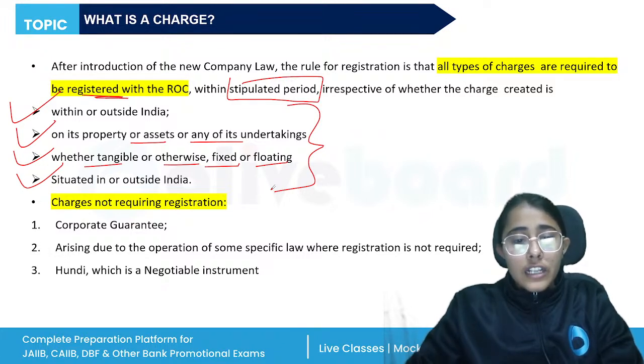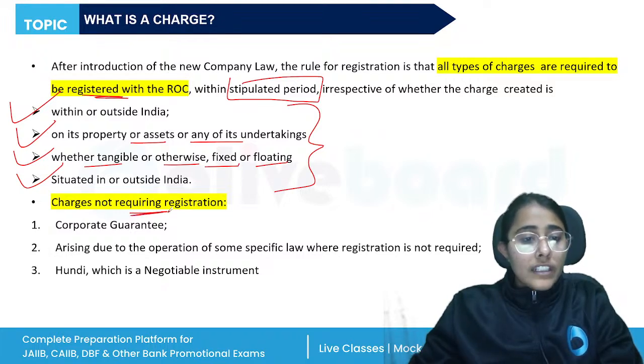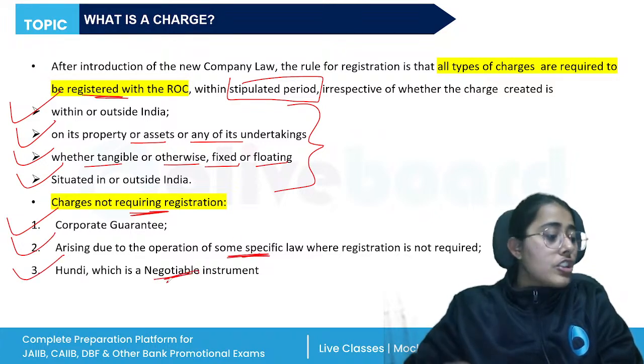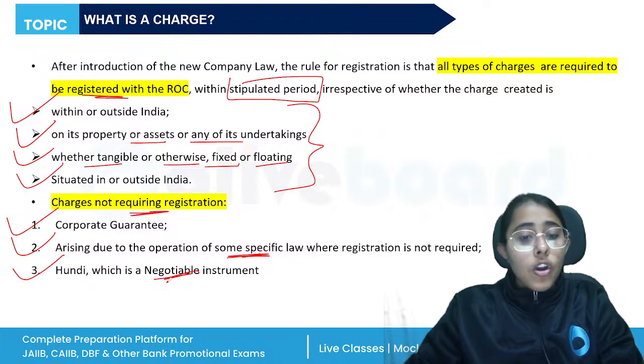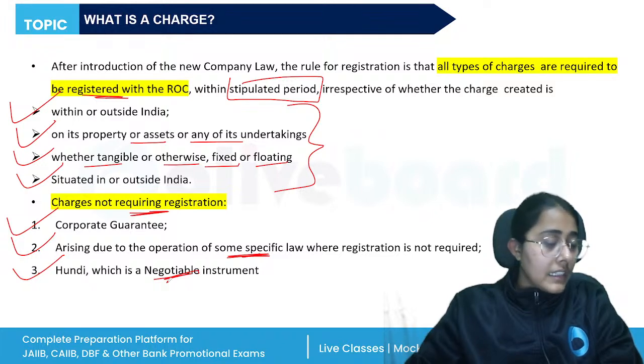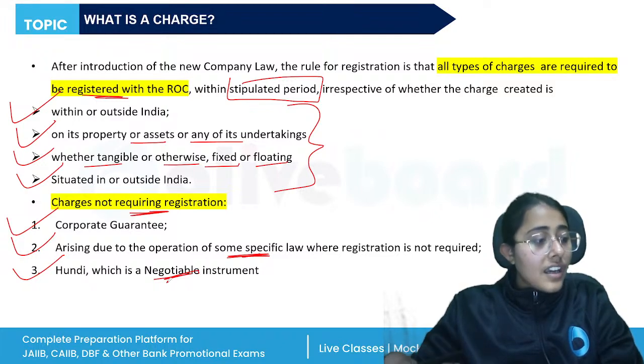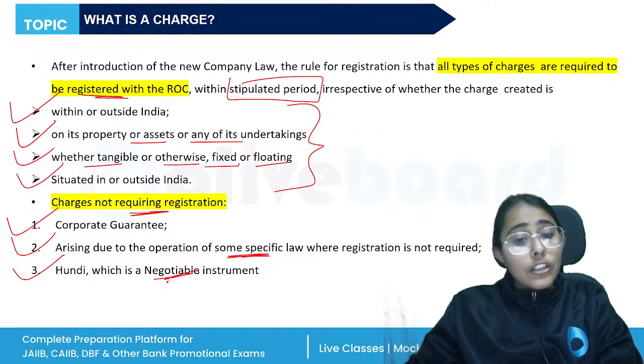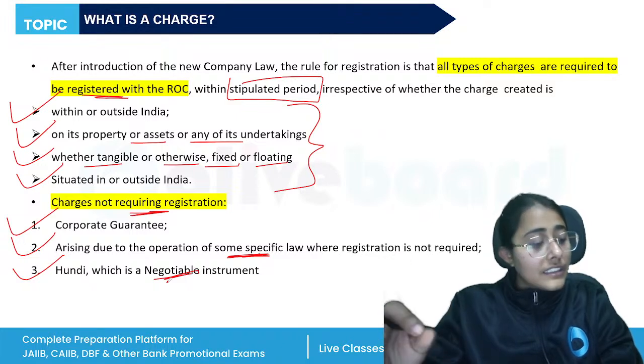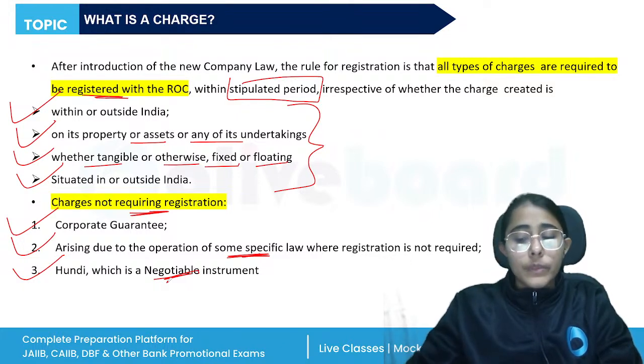Right, so all the charges, however, there are three exceptions. The charges not requiring registration are corporate guarantee, any charge arising due to the operation of some specific law, or a hundi, which is a negotiable instrument. Other than that, all the charges will have to be registered. This is given under the Companies Act 2013. All right. So if a question is asked which of the following is not required to be registered, it is only these three. Other than that, all the types of charges have to be registered.